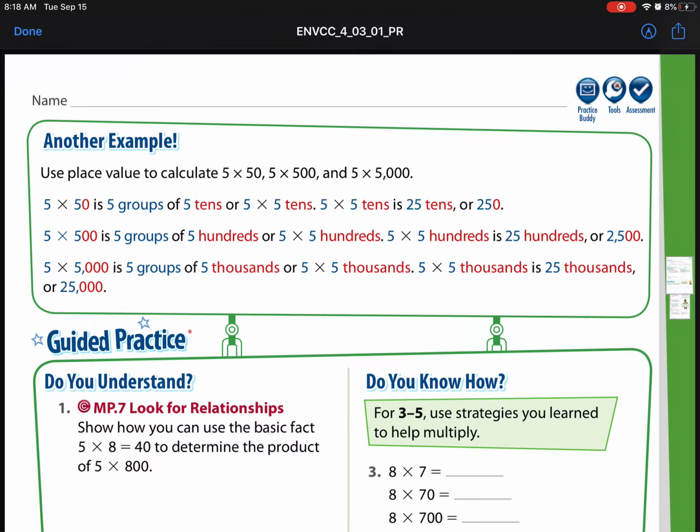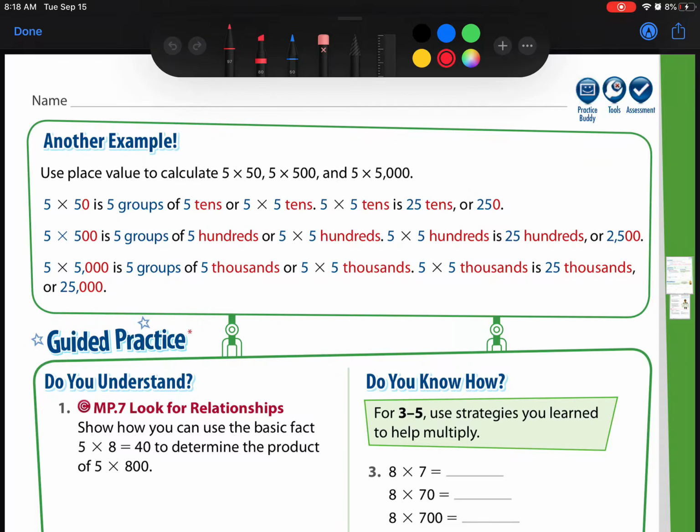So we finally made it to what day? Day 1 of Envision 3-1, which is using mental math to multiply by hundreds, tens, and thousands.